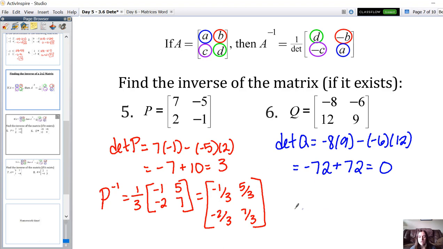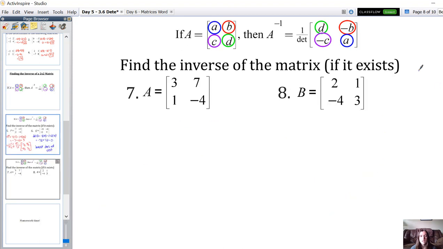So here, our inverse does not exist. There is no inverse of this matrix. Let's look at a couple more. Finding the determinant first.